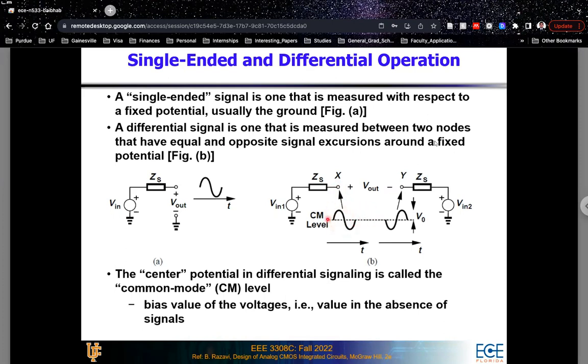So if one of the signals looks like this, where a positive half of the sine wave is considered first and the negative half of the sine wave is considered second, for the other input, the negative half of the sine wave has to be considered first and the positive half has to be considered next.